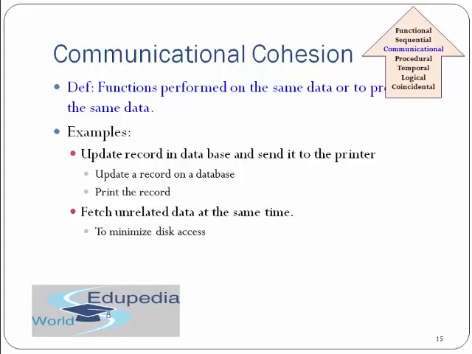If there is such a relationship, it's called communicational cohesion, and that means how two components are attached or related with each other to perform some communication. Then there is fetching unrelated data at the same time to minimize disk access. Although the data is unrelated and we might not need all of it in one go, we should fetch it in one go because file operation, reading and writing, is a heavy operation. So we can even fetch all the unrelated data at the same time if we know we'll be needing it. That's again part of communicational cohesion.